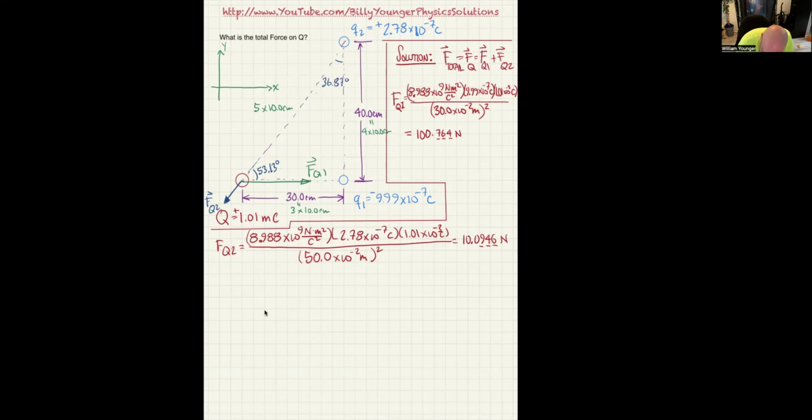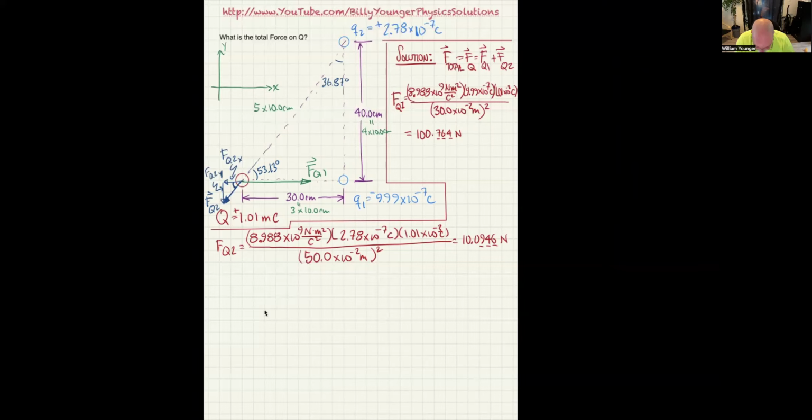If we were to look at this, we can see, for instance, that this FQ2 is going to have an x component that points to the left, which is a negative direction, and it's got a y component that points down, which is the negative direction as well. So we've got 2 components for FQ2, and both of them are negative, and this angle 53.13 is the same as this one. So let me go ahead and label this. This is FQ2 x component is that guy, and FQ2 y component is this guy.